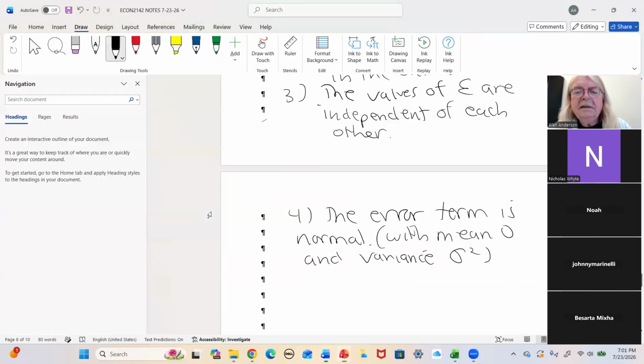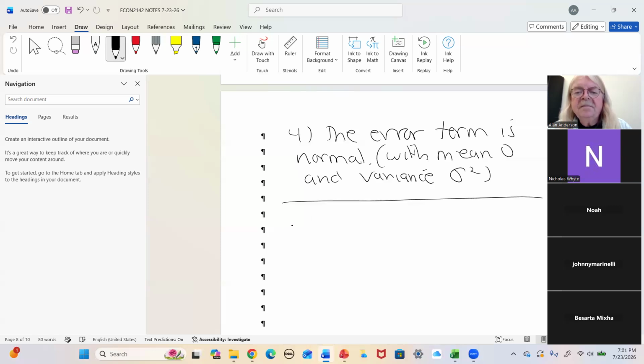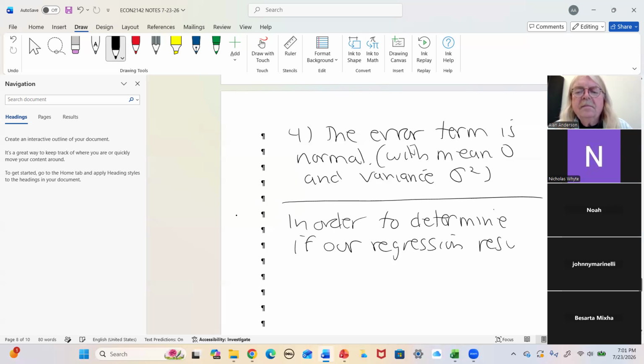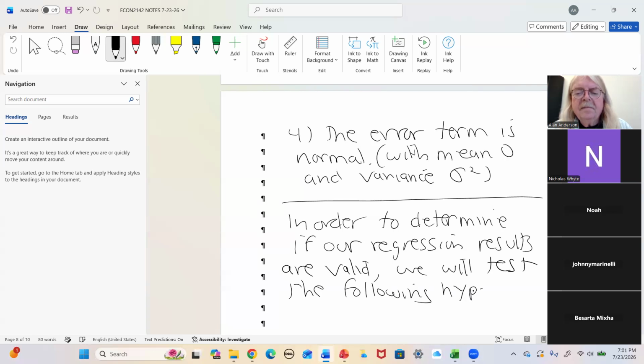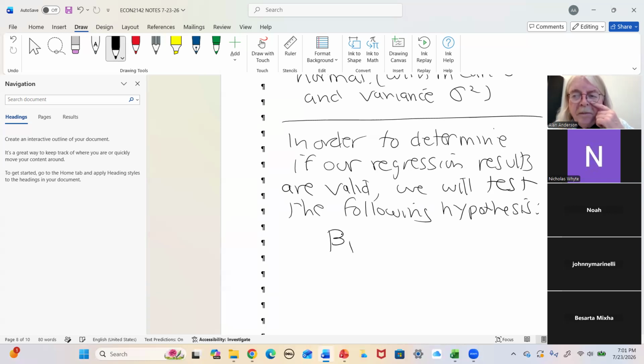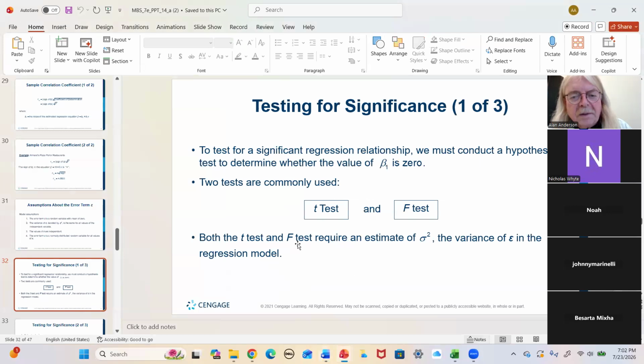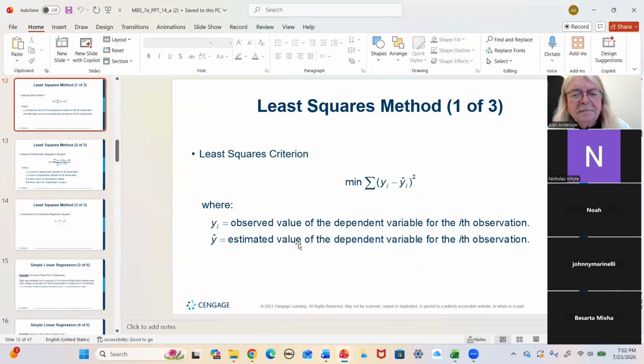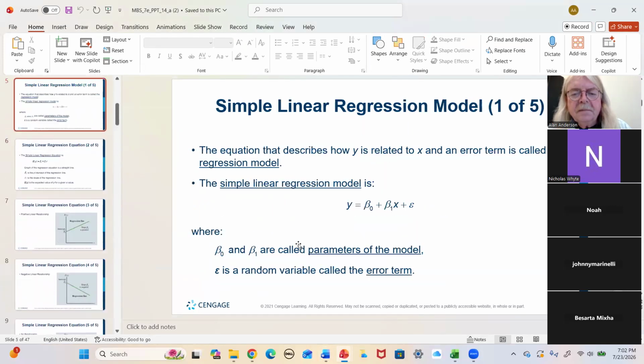Okay, now the hypothesis testing. If our regression results are valid, test the following hypothesis. I remember in the regression line for the population, beta 1 is the slope. Let's go back and revisit that. Right, beta 1 is the slope.